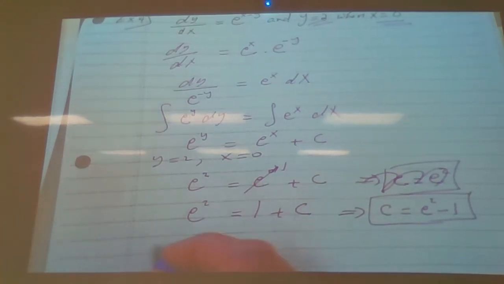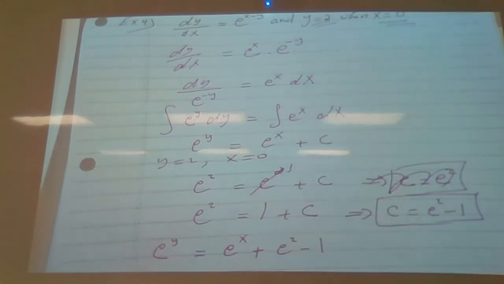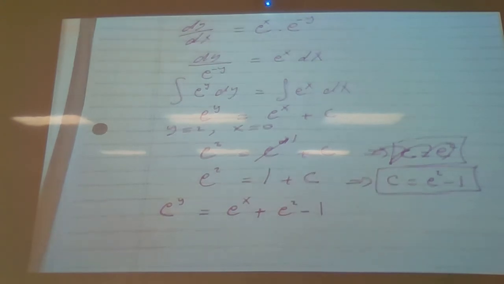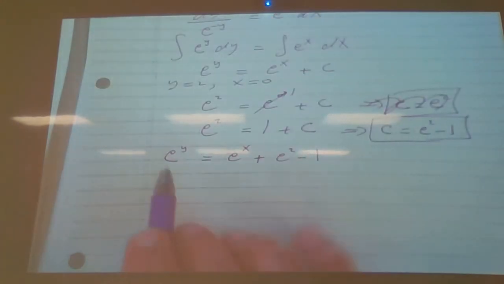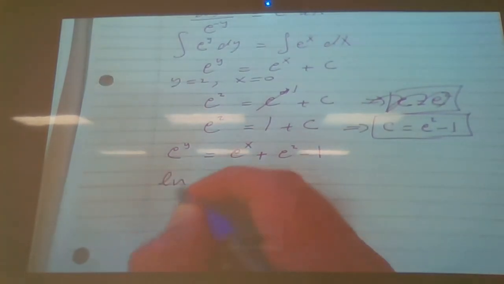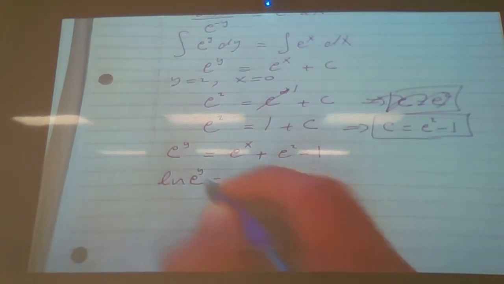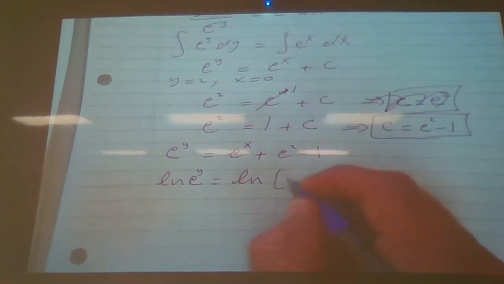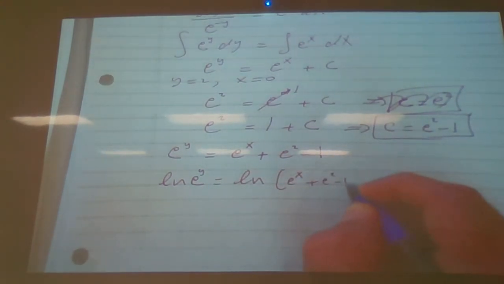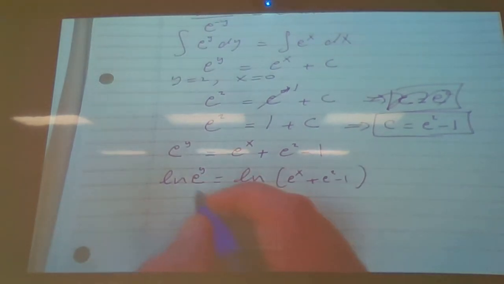So now we go back. We have e to the y equal e to the x plus c, which is plus e to the 2 minus 1. I'm looking for y, remember? And y is a power on an exponential function. So to solve for y, I'm going to have to take the natural log on both sides. Natural log of e to the y equal natural log of e to the x plus e to the 2 minus 1. When you take the natural log of e to the y, that will bring this y down.